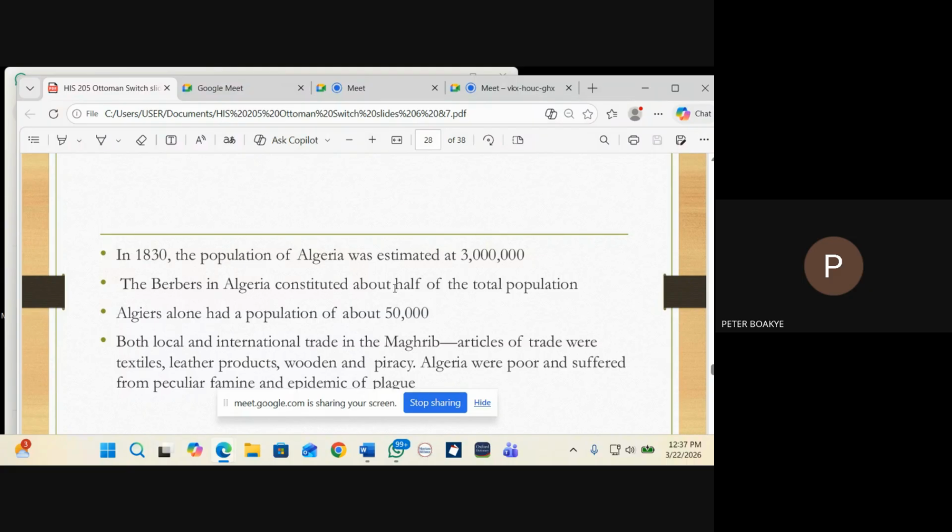Both local and international trade existed in the Maghreb. So there were articles of trade. These were textiles, leather products, wooden products and piracy, those who were seizing ships on the oceans. They would attack them and take all their things. So that is piracy. Algerians were poor and they suffered from a peculiar famine and epidemic of plague.